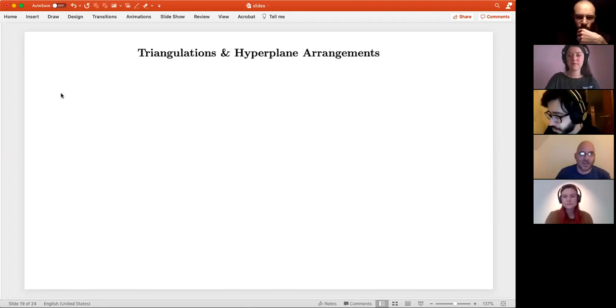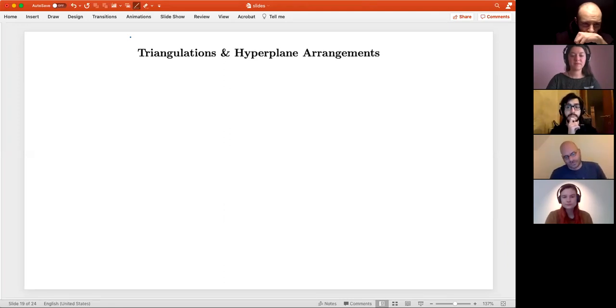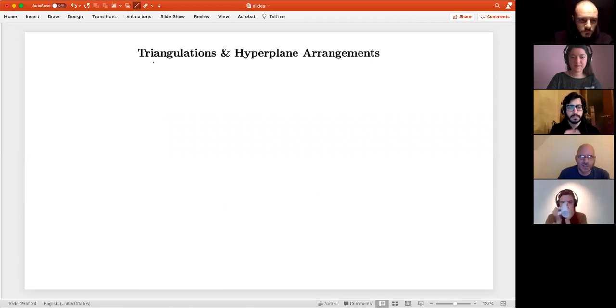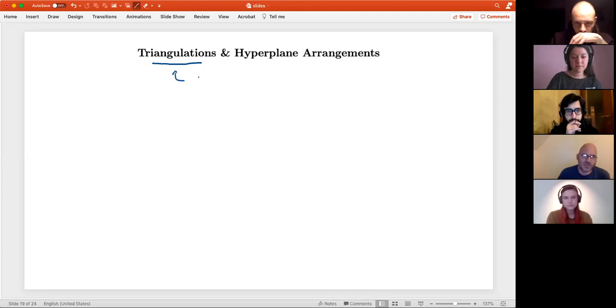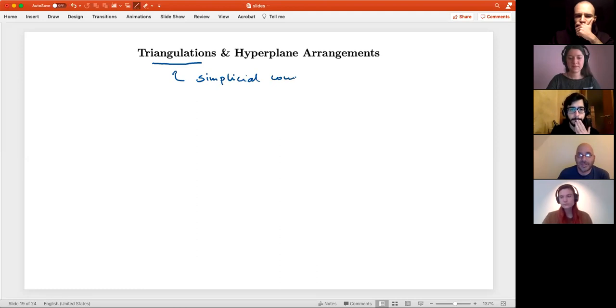Let me just throw a few terms at you and then make sure that we talk about the same thing. So a triangulation is a geometric version of a simplicial complex. By this I mean an actual complex of simplices, nothing abstract.